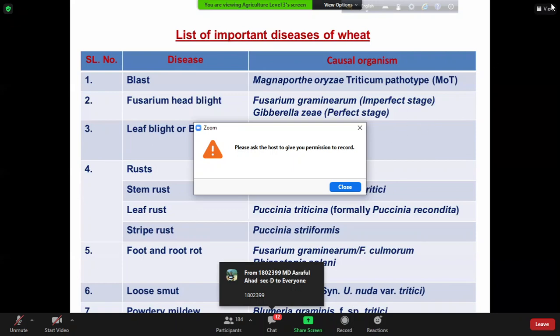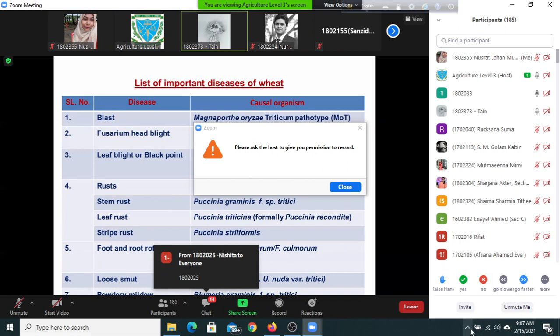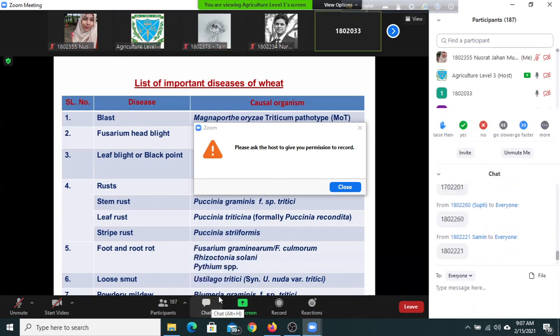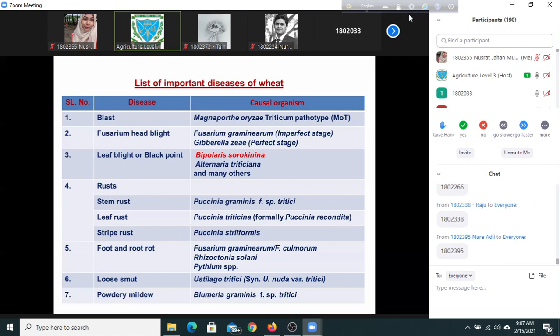One is wheat, another is maize. Okay. So in this slide, you see this crop suffers from a large number of diseases, and in this slide I have tried to list some important diseases we have in the country.